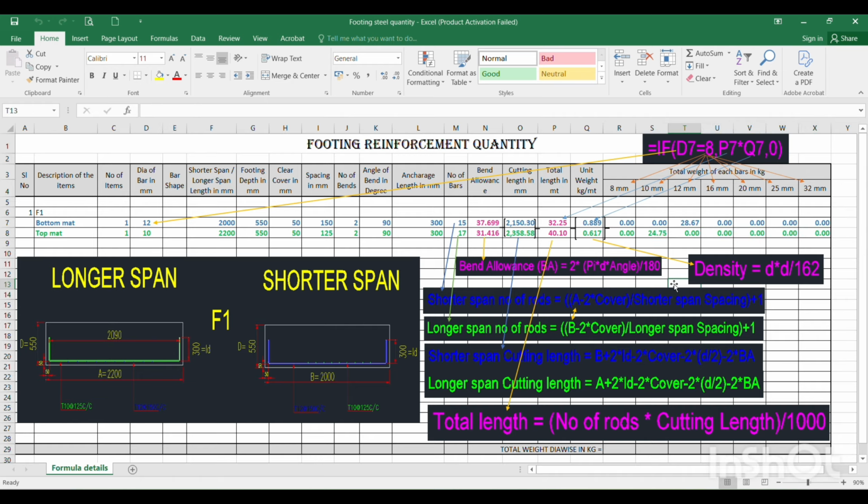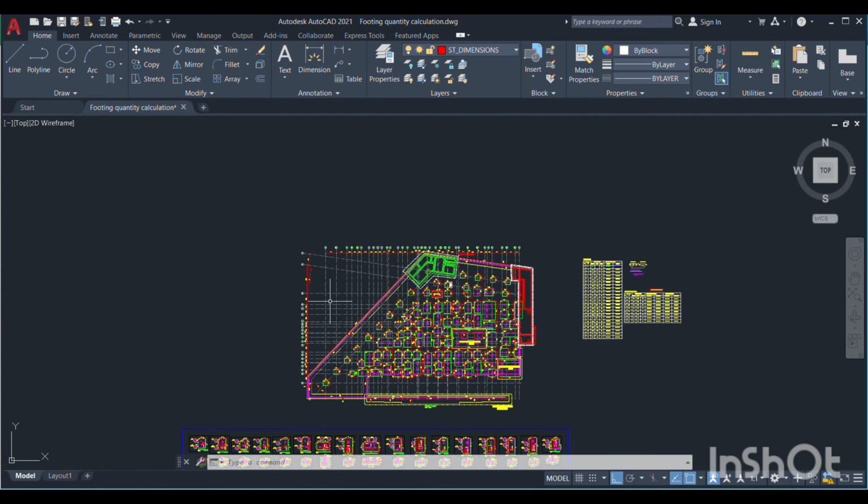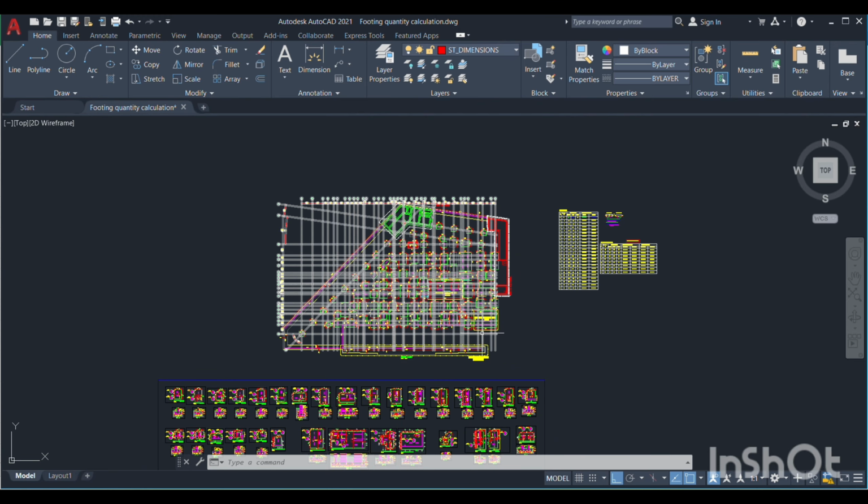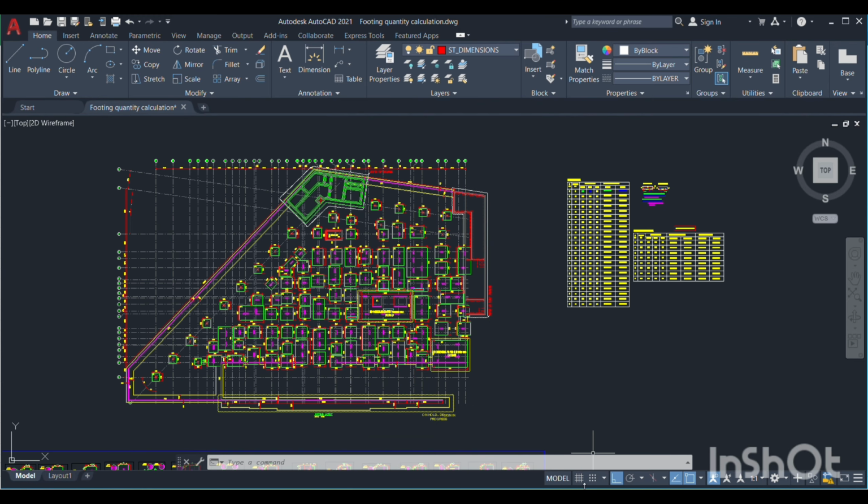Thank you. I think you have understood all these formulas. Please practice these formulas using this video and my previous video on how to enter the formulas. Just practice entering this formula. Then I will explain how to calculate the total number of all these footings and how to tabulate the results in the next video.